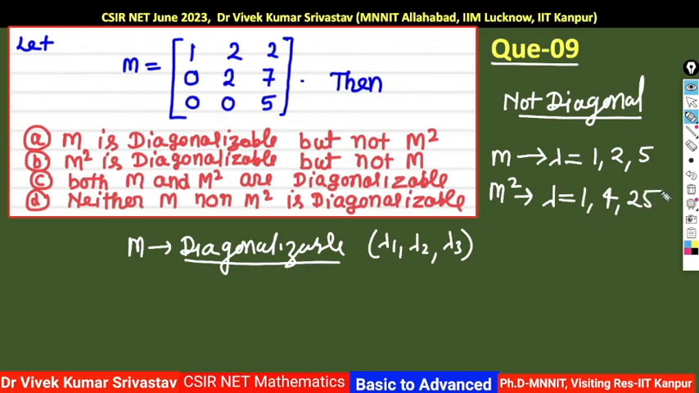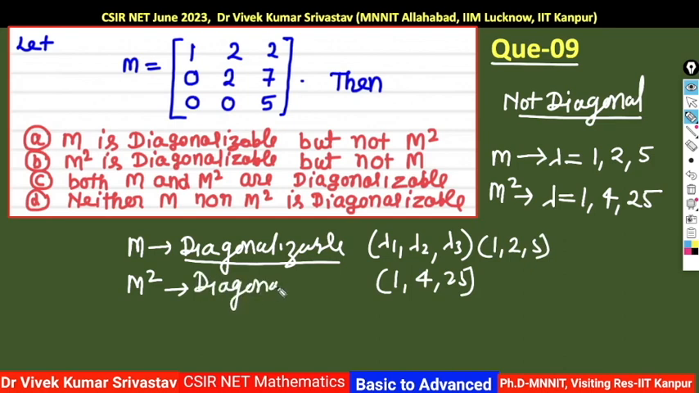तो यहाँ भी देखिए जो हमें सेकंड मैट्रिक्स M स्क्वायर मिल रही है इसकी भी सारी आइगन वैल्यूज डिस्टिंक्ट हैं. In the first case we get 1, 2, 5, और सेकंड केस में भी देखिए जो 3 आइगन वैल्यूज हैं 1, 4, 25, these are distinct. अगर सारे आइगन वैल्यूज डिस्टिंक्ट हैं तो ये भी क्या होगा, डायगोनलाइजेबल होगा. This is a very simple property.